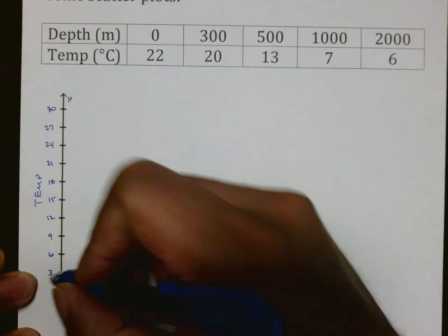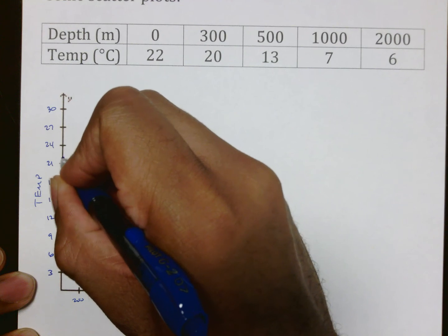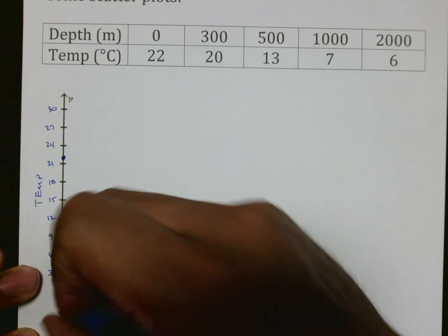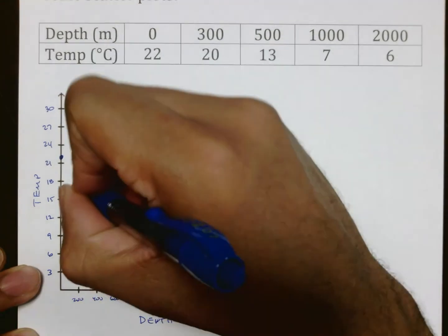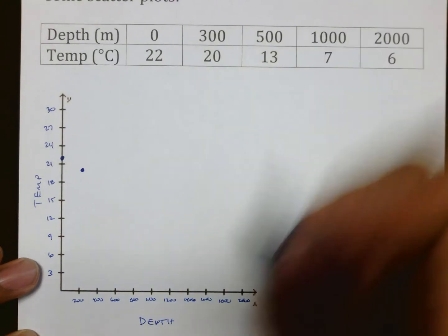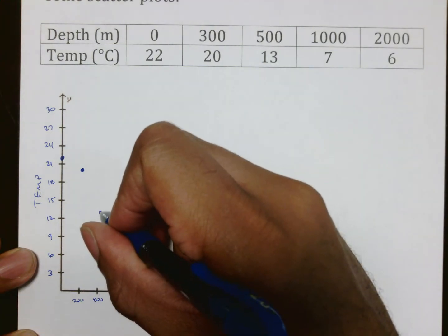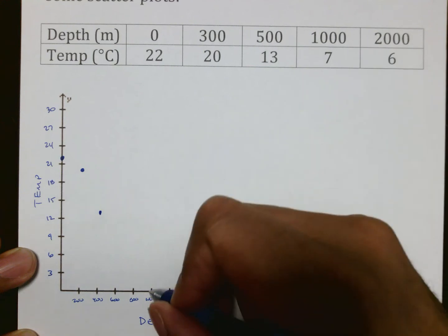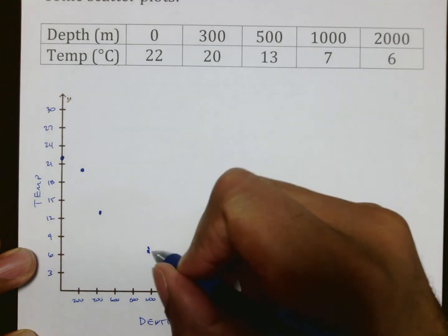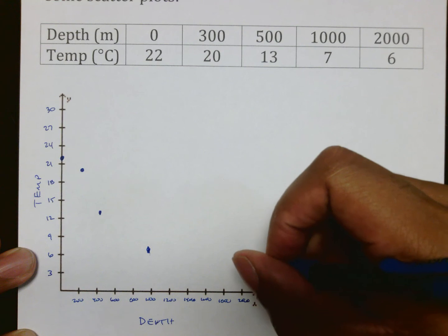So 0, 22 again means 0 here. 22 would be just slightly above 21, so 22, 23, 24, somewhere around there. 300 to 20, if this is 200 and 400, that would be 300 up the middle to 20, which would be somewhere around here. 500 to 13 would be go to where 500 is and go up to where about 13 would be. Again, it's not going to be the most accurate thing, which is why it's a scatter plot. 1000 to 7, so 1000 here to 7, which is just above 6, somewhere around here. 2000 to 6 is going to be somewhere over there.